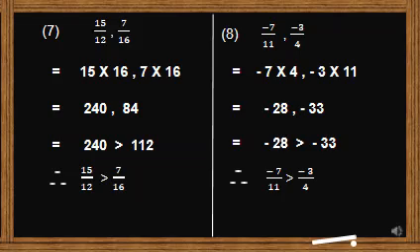Here we will follow the same steps. We will cross multiply. Minus 7 into 4, comma, minus 3 into 11. 7 4s are 28, so minus 28. 11 3s are 33, and with the minus sign, minus 33. Here minus 28 is greater than minus 33. Therefore minus 7 upon 11 is greater than minus 3 upon 4. Okay, our last two sums.